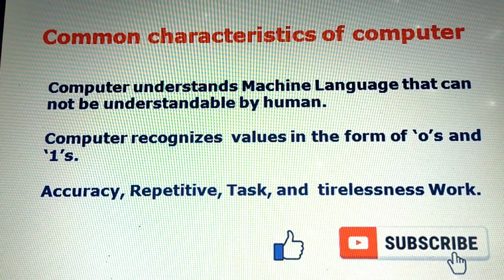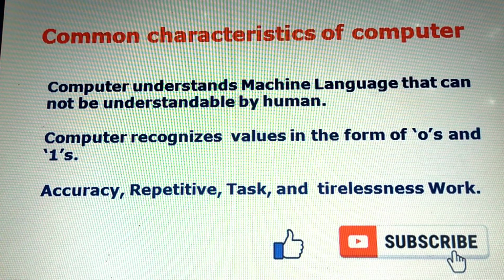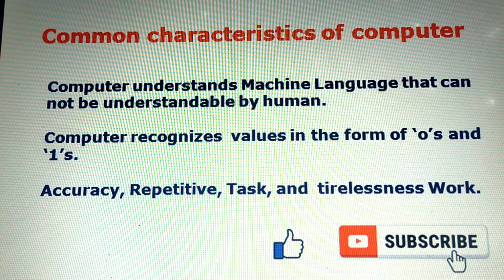Common characteristics of a computer. A computer understands only machine language, which cannot be understood by humans. A computer recognizes values in the form of zeros and ones. A computer will do the work very fast. It has accuracy, repetitiveness and tirelessness in work.